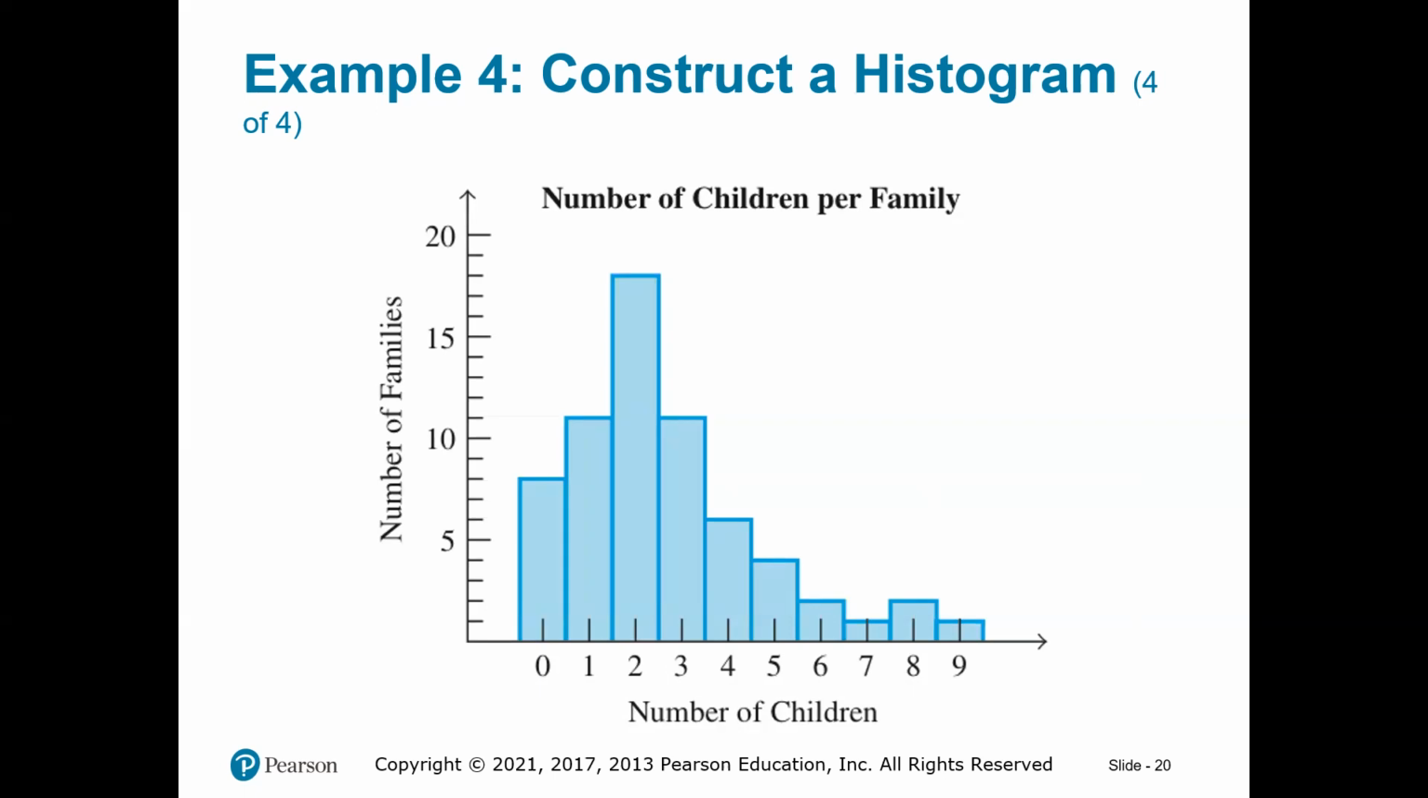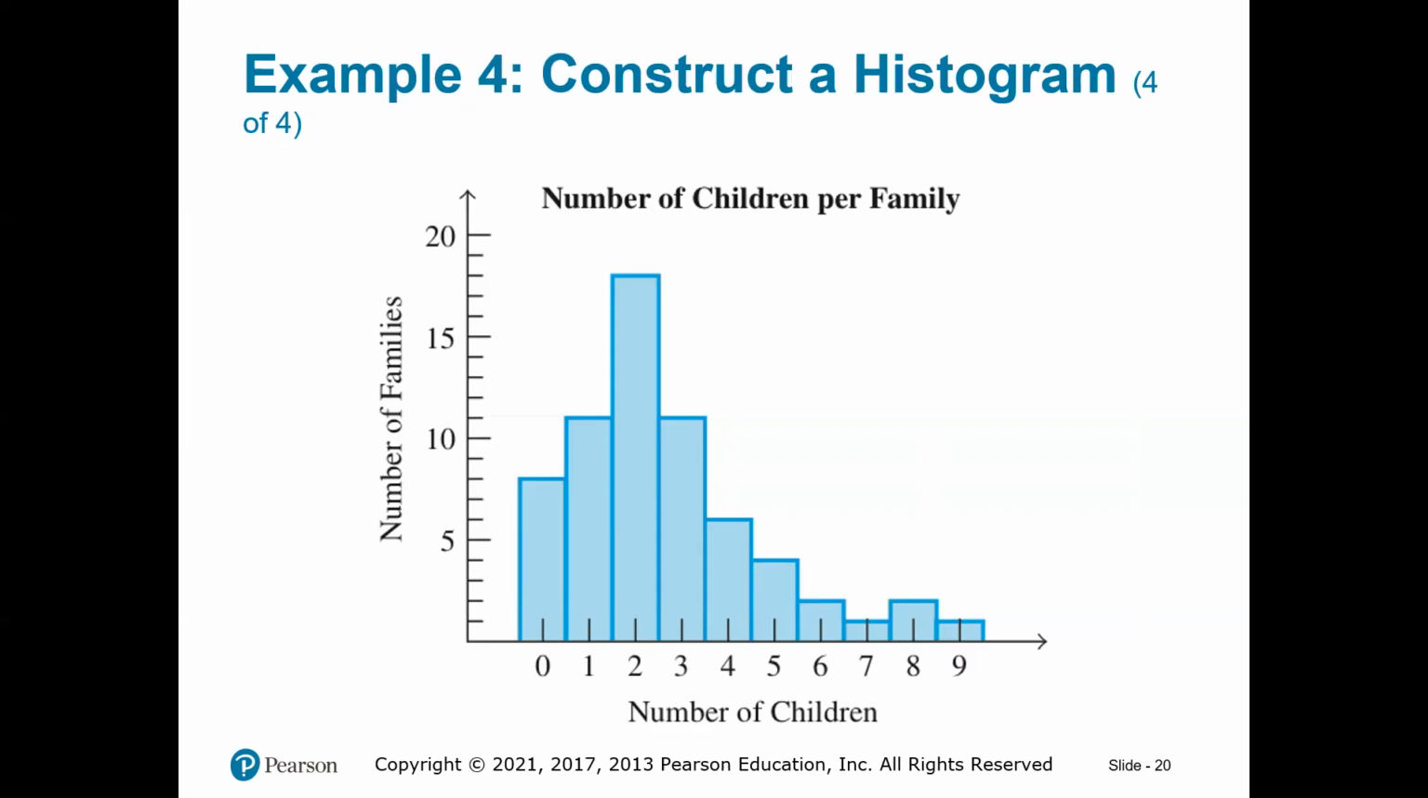And actually, the histogram will give you an idea about how the data is distributed. Here it's somewhat centered, and it tells you that the mode is 2, which means that the highest number of families are the families with 2 kids.